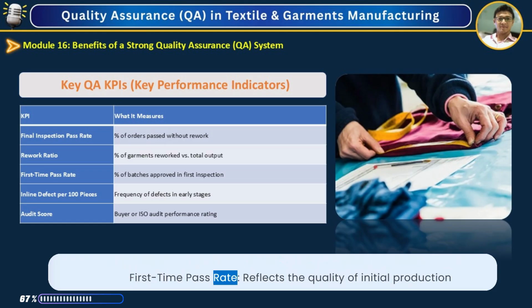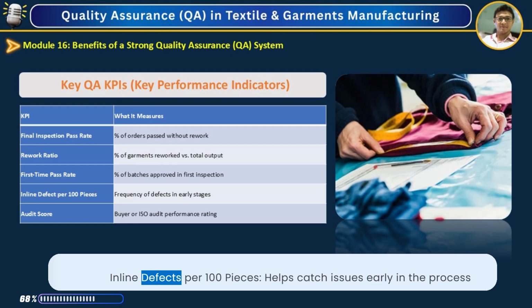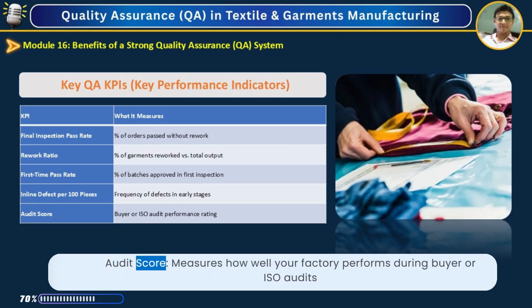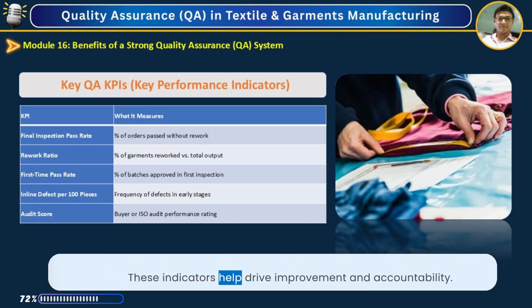First-time pass rate reflects the quality of initial production. Inline defects per 100 pieces helps catch issues early in the process. Audit score measures how well your factory performs during buyer or ISO audits. These indicators help drive improvement and accountability.